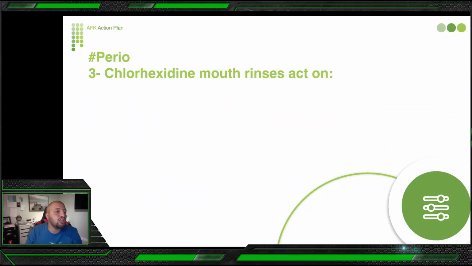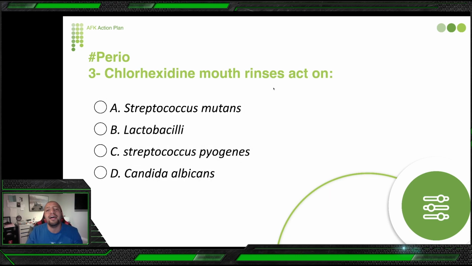Okay, third question is from Perio. Chlorhexidine mouth rinse is very famous. I think every dentist knows this one. And he's asking a question, which bacteria is working upon this one? Streptococcus mutans, lactobacilli, Streptococcus pyogenes, and Candida albicans.